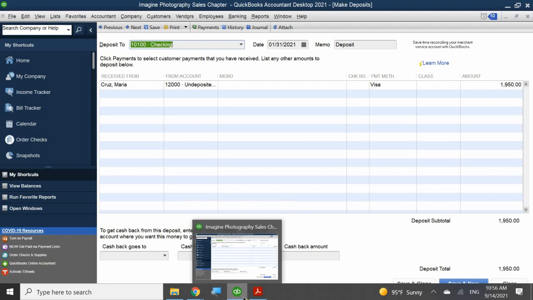We're going to do some quick math. Quick math is a feature that you can use in QuickBooks to do some simple math.